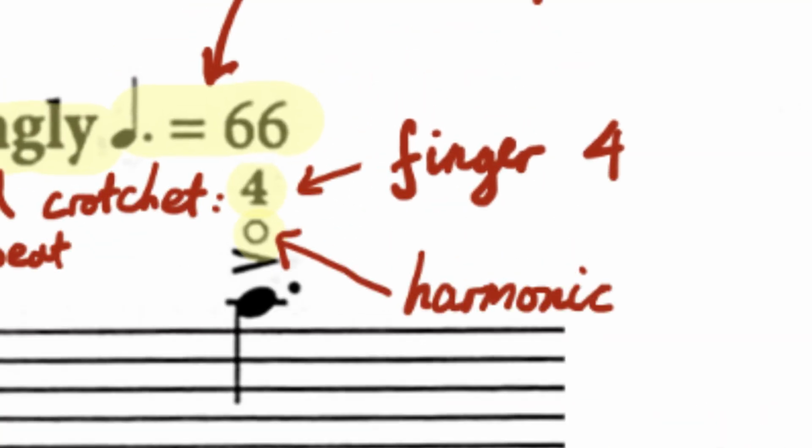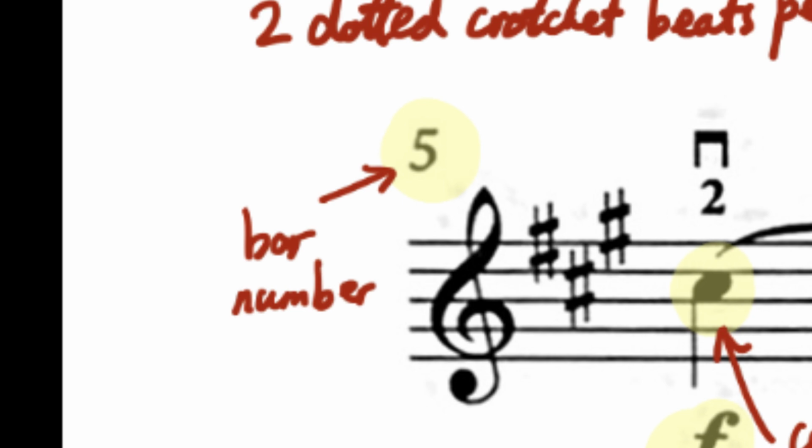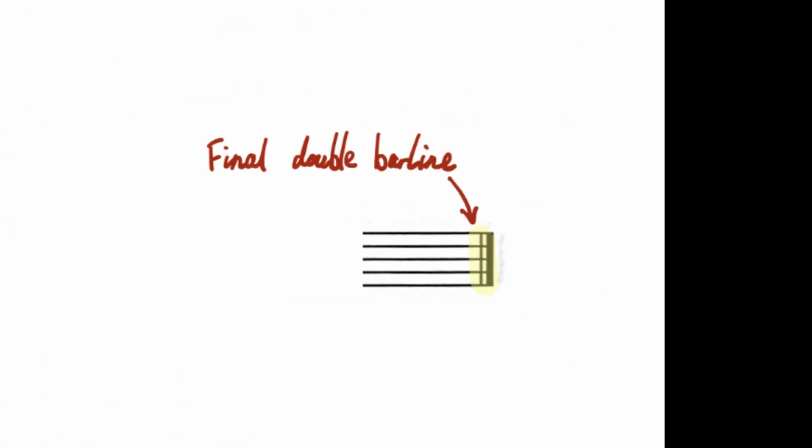The numbers above some of the notes are fingerings, and the numbers at the beginning of each line are bar numbers. The piece finishes with a final double bar line to indicate the end of the piece.